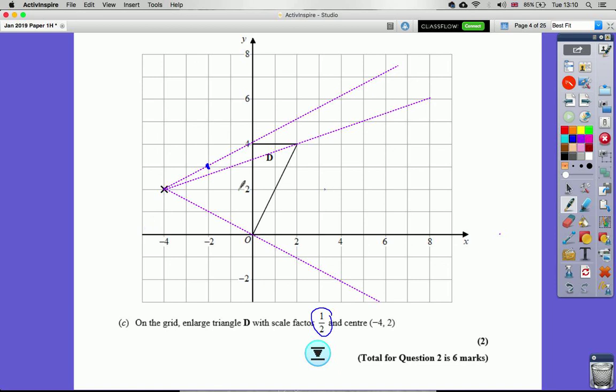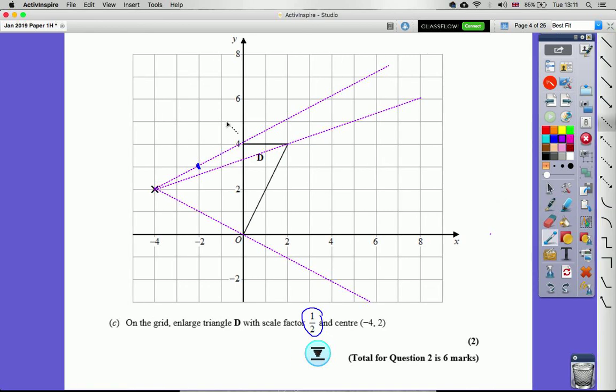Now after that, you can either find the midpoint of these lines, or you can do it in a slightly easier way. This triangle goes 2 units across horizontally. So if the scale factor is half, instead of going 2 units, you can go 1 unit. I'm just going to change the color.